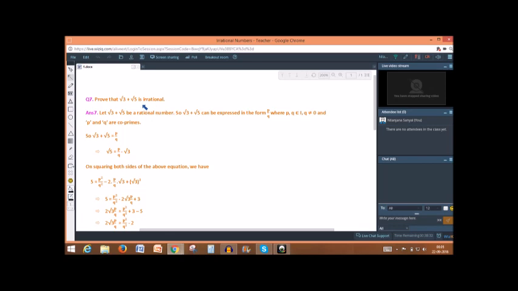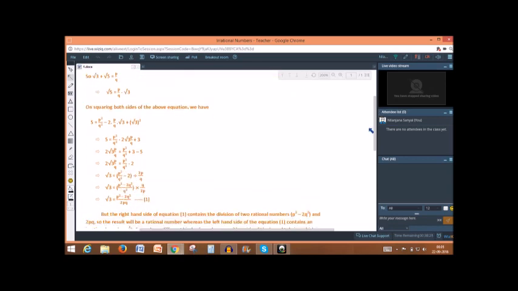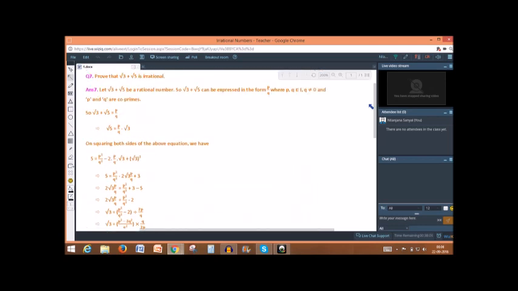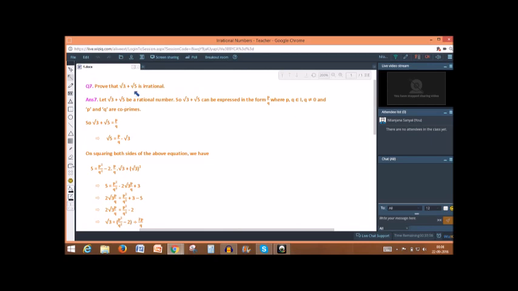We prove these types of sums by the method of contradiction. Every time we take the number that has been given to us to be a rational number, and we arrive at a situation which is absurd. And then we say that since this cannot happen, like in this case, our assumption was wrong. So the number that has been given to us is irrational. This is the method we employ in proving numbers to be irrational.